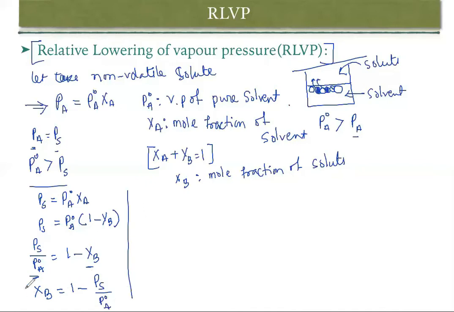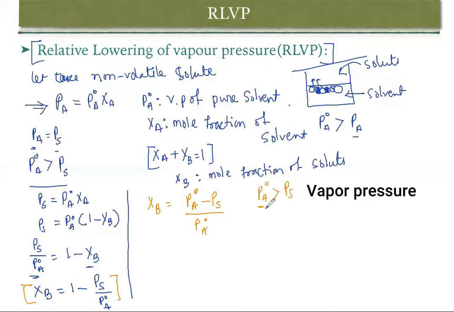Now from this equation, we get XB is equal to PA naught minus PS divided by PA naught. Now what is this thing? We already know that PA naught is more than PS, that is, the vapor pressure of the pure solvent is always greater than the vapor pressure of the solution.